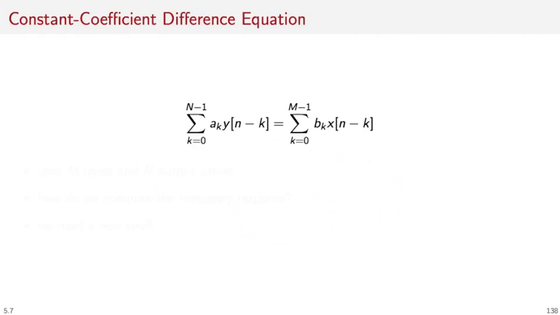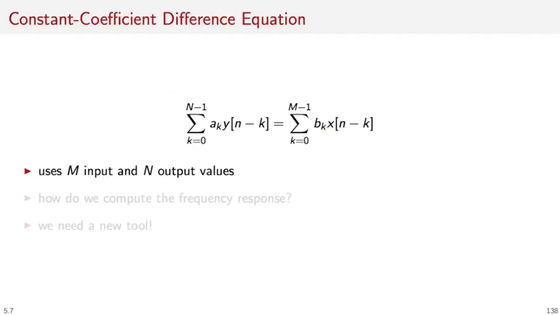Under this hypothesis, we can always express the input-output relationship of a linear time invariant system as a linear combination of output samples equal to a linear combination of input samples. This system in this equation uses capital M input and capital N output samples. These are the limits of the summations.